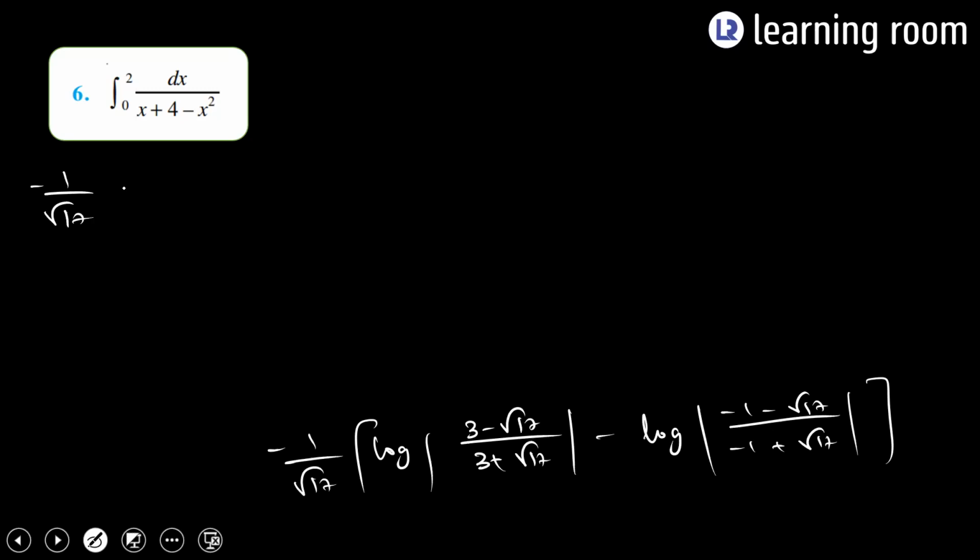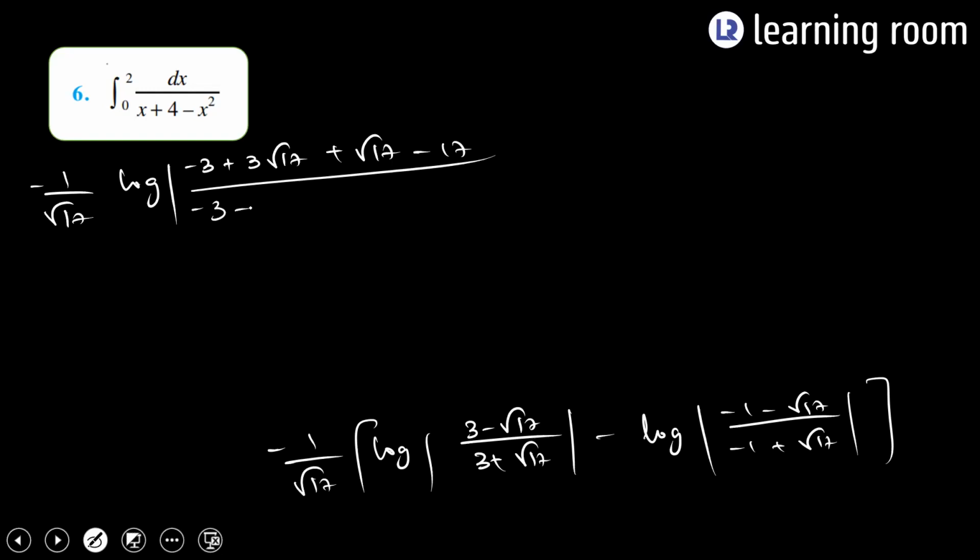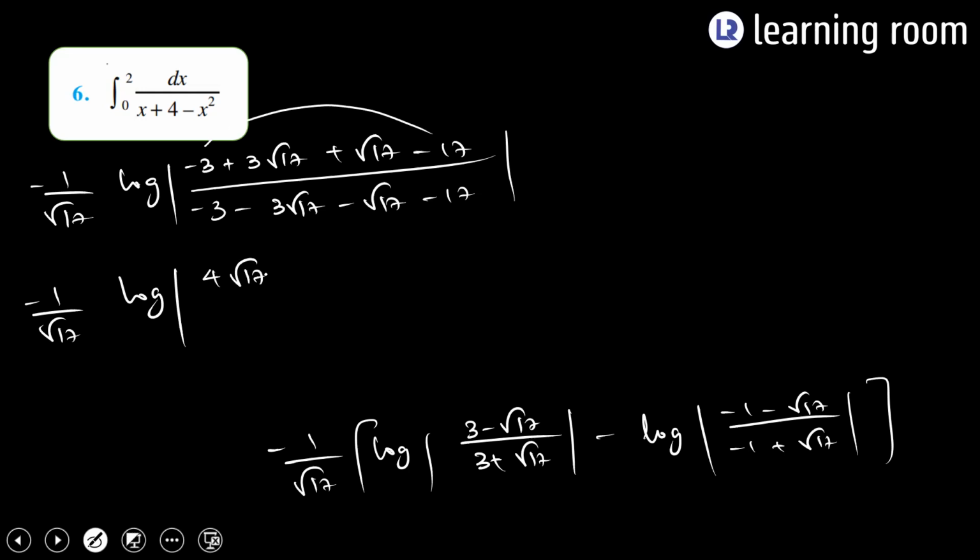Minus 1 by root 17 log of, you will multiply these two, right? You will multiply this value and this value. So how much did you get? Minus 3 plus 3 root 17 plus root 17 minus 17, divided by minus 3 root 17 minus 17. So minus 3 minus root 17, so you will have 4 root 17 minus 20 divided by 8.